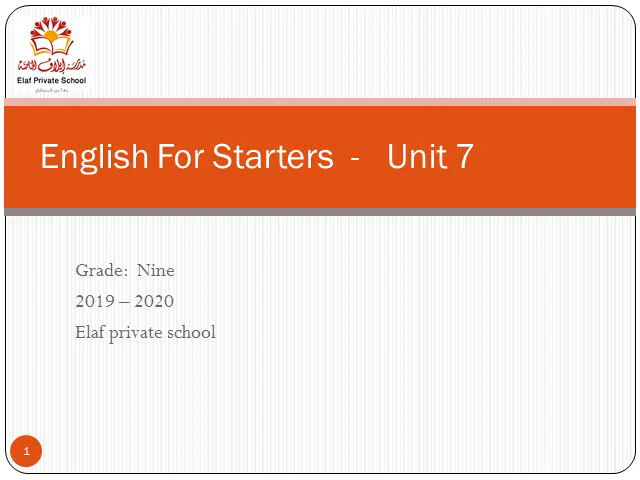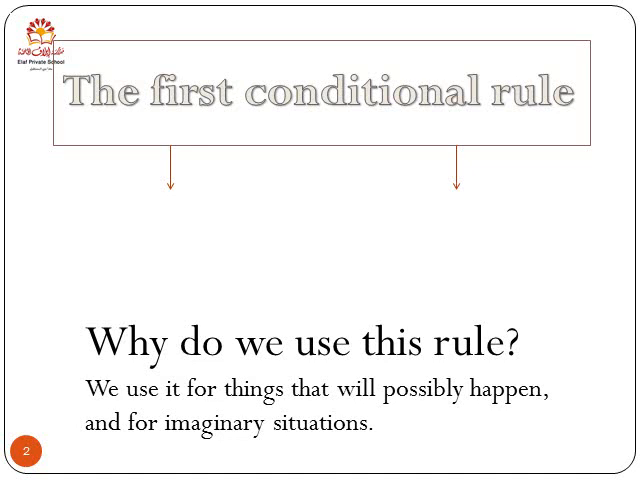Today we're going to learn another piece of grammar. This piece of grammar is called the first conditional rule. Now, what do I mean by the first conditional rule? Well, this rule is about imaginary situations. Now, why do we use this rule? We use it for things that will possibly happen and for imaginary situations. So for things that might happen and might not happen.